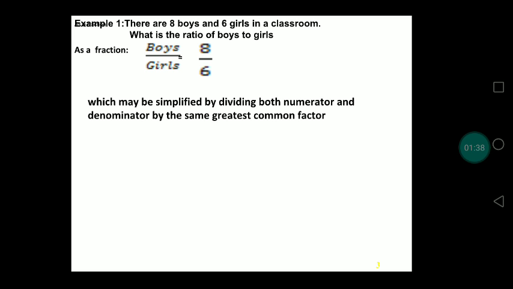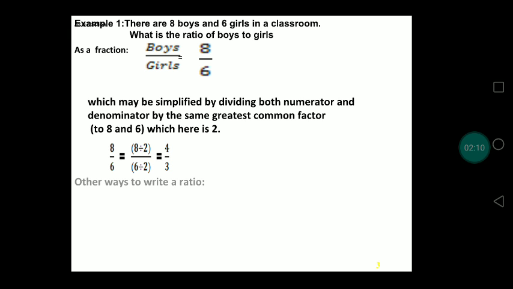You can write like that, 8 divided by 6, which may be simplified by dividing both the numerator and denominator by the same greatest common factor. As you know, ratio is always in the simplest form. First you convert into the lowest term, means here we have to find the HCF of 8 and 6. So what is the HCF of 8 and 6? Yes, that is 2. So we divide 8 and 6 by 2. The final answer you got here is 4 by 3, which is in the simplest form, and you can write it the other way also. Look at here, 4 is to 3, means using a colon you can write it like that also.